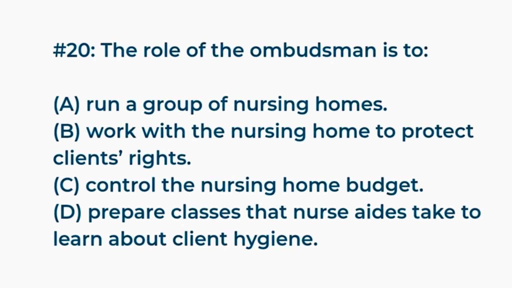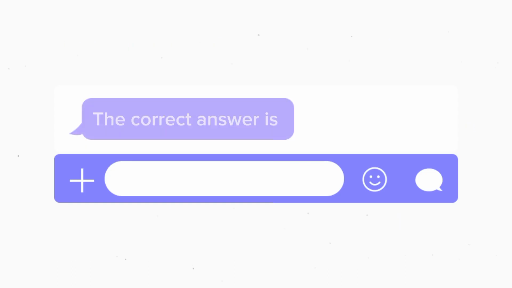Number 20. The role of the ombudsman is to A. Run a group of nursing homes. B. Work with the nursing home to protect clients' rights. C. Control the nursing home budget. D. Prepare classes that nurse aides take to learn about client hygiene. The correct answer is B. Work with the nursing home to protect clients' rights.